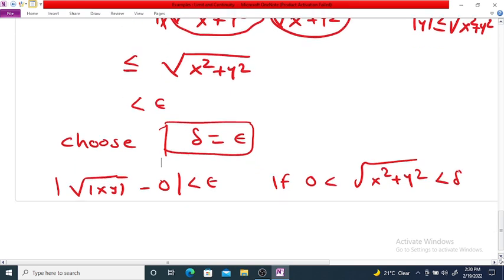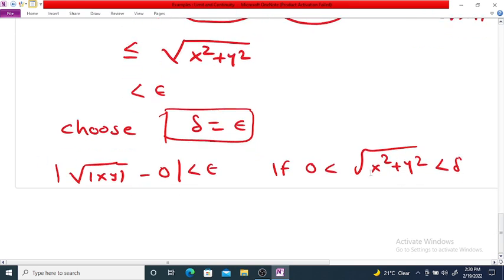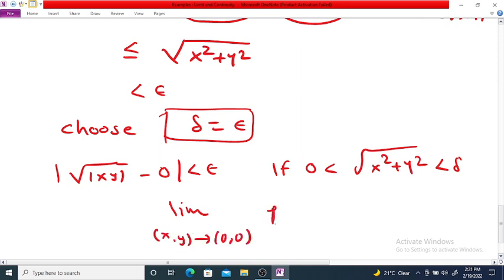So for this delta, if we take any point inside the delta neighborhood of 0 0, then f of xy minus L is less than epsilon, and therefore limit xy tends to 0 0 of mod of xy is equal to 0.